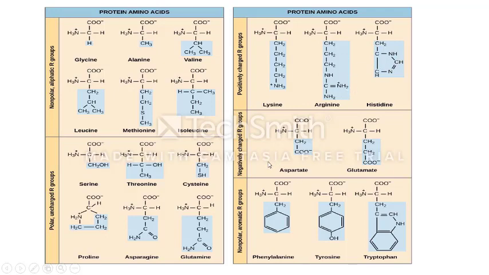Some are negatively charged R groups. So you see here aspartate and glutamate, they are negatively charged, while some are non-polar aromatic R groups. So here you see phenylalanine, tyrosine, and tryptophan, they have aromatic R groups.